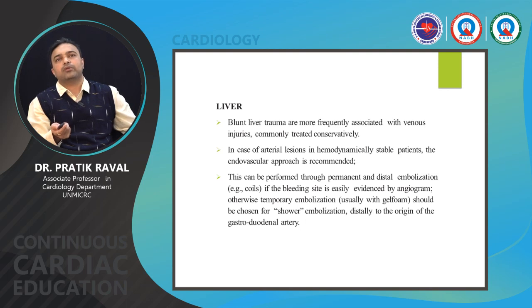Most of the time in liver trauma, the bleeding is from the venous side, but sometimes an arterial lesion can also cause bleeding in blunt liver trauma. These patients are usually hemodynamically stable, and in these patients an endovascular approach is recommended. Obviously, if the patient is hemodynamically unstable, an open surgical technique is always recommended.